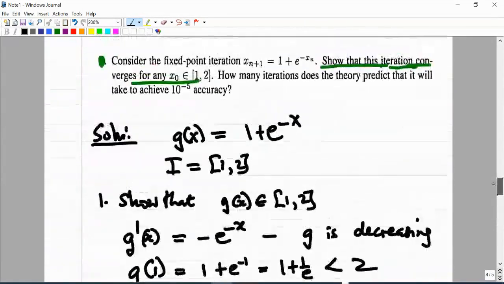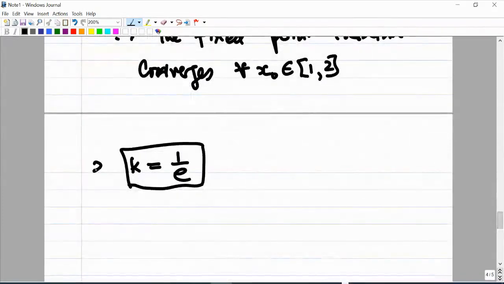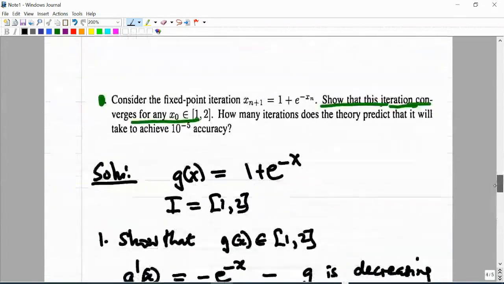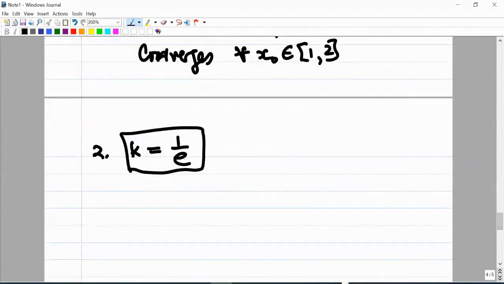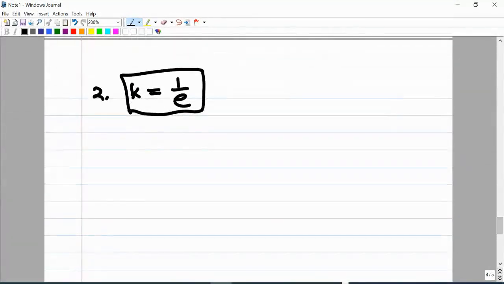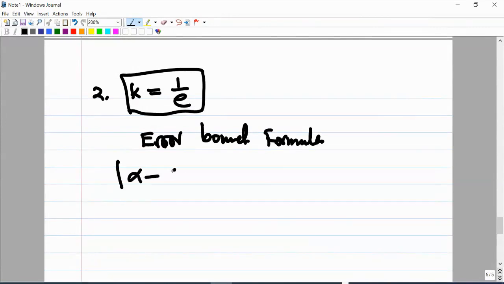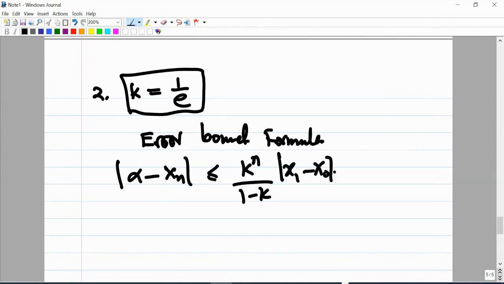And it says here, so that's the second one, how many iterations does the theory predict it will take to achieve 10 to the power minus 5 accuracy? So all you need to do now is to go to the error bound formula. We now know that the absolute value of alpha minus xn is less than or equal to k to the power n over 1 minus k times the absolute value of x1 minus x0.